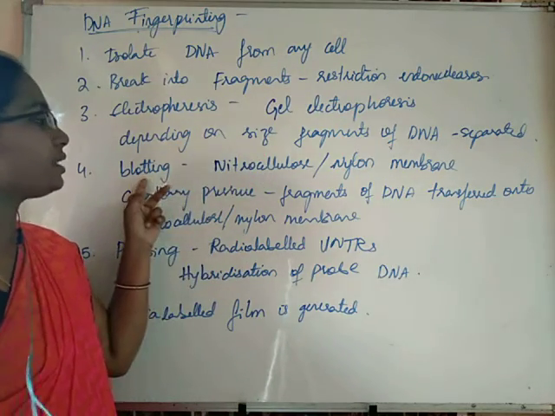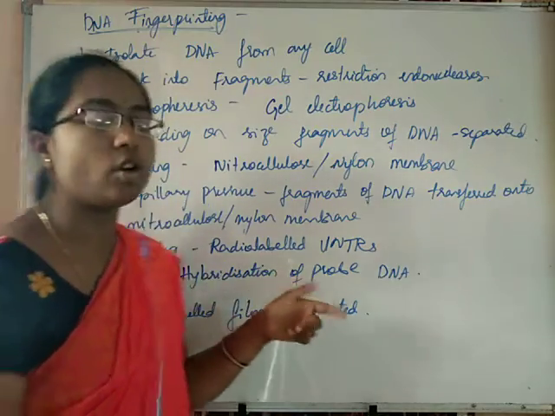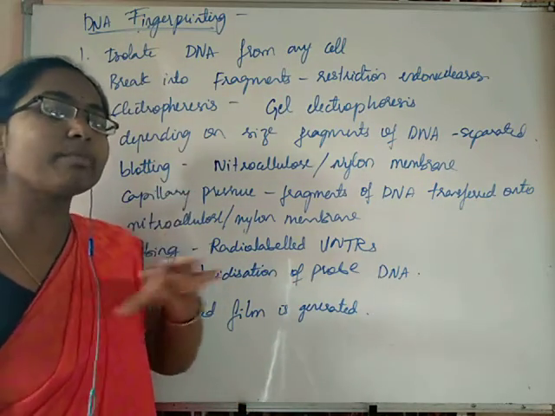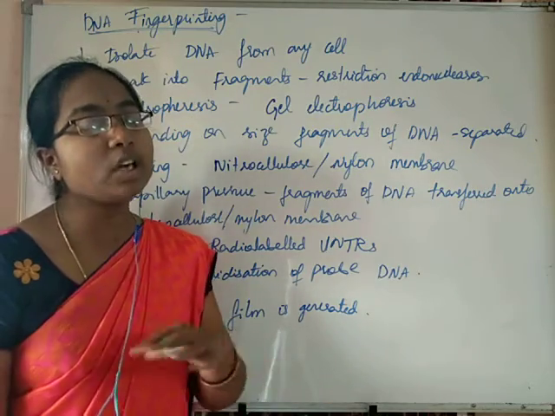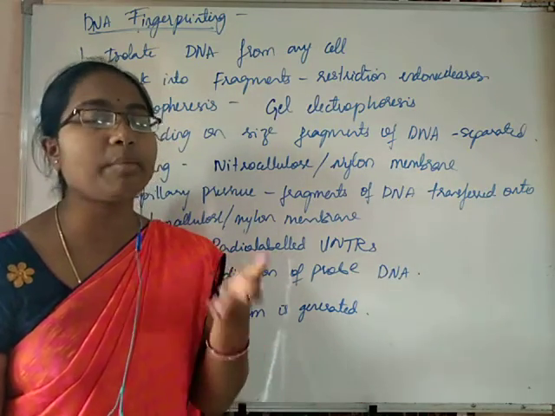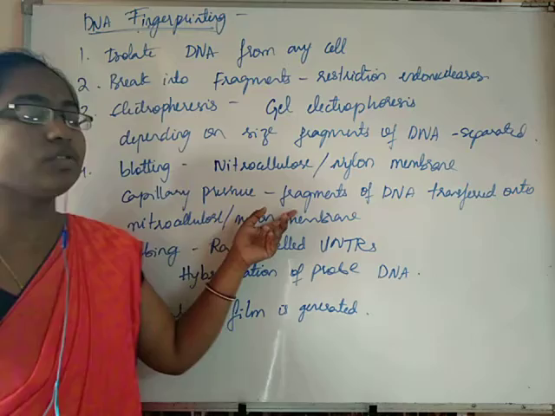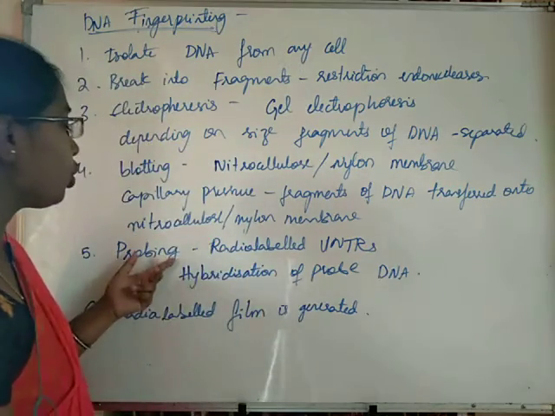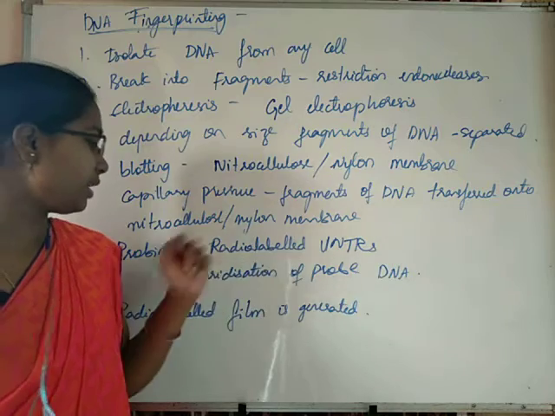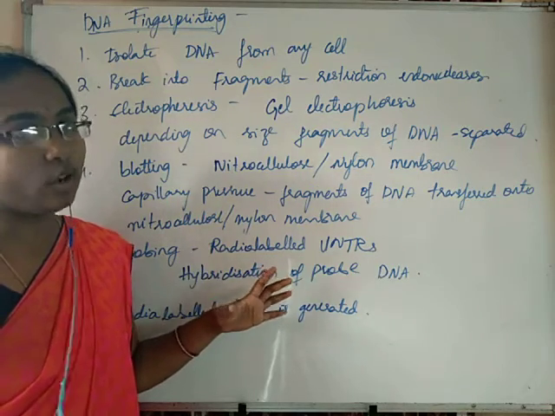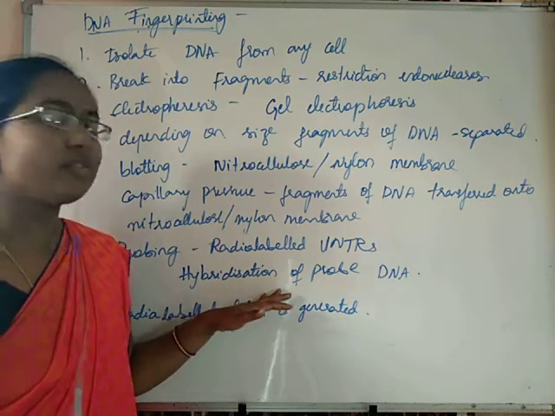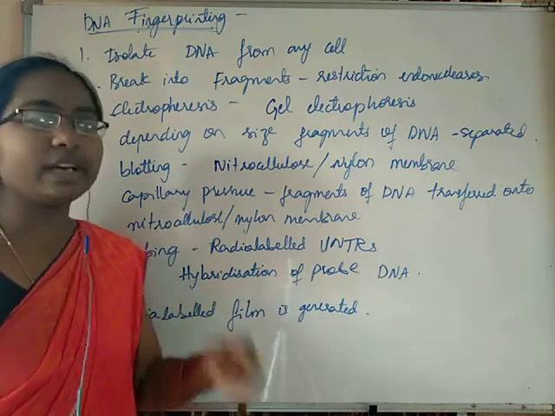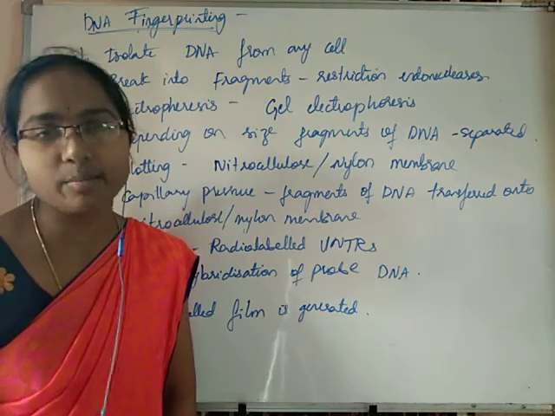After that blotting is done. That means we place a nylon membrane or a nitrocellulose membrane onto the gel plate, and we will place some paper towels onto it. Because we are placing paper towels, due to capillary pressure, what happens? The fragments of the DNA get transferred onto the blotting membrane. Now we will send the probes, radio labeled variable number tandem repeats, onto the nylon membrane or nitrocellulose membrane, and we will give them some time for hybridization of DNA.